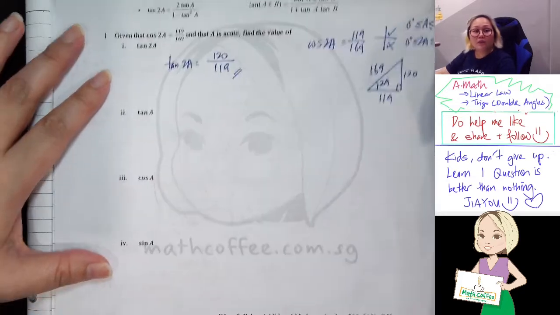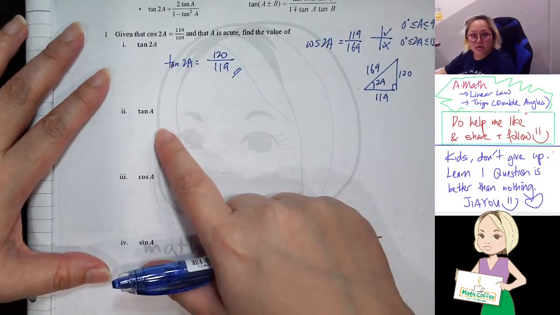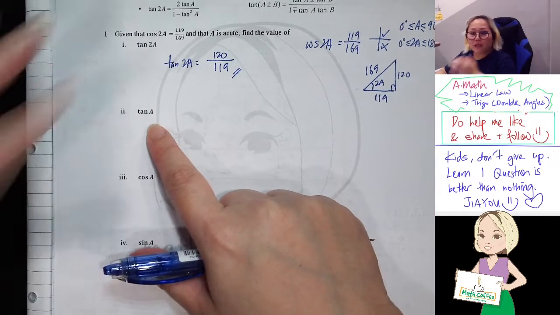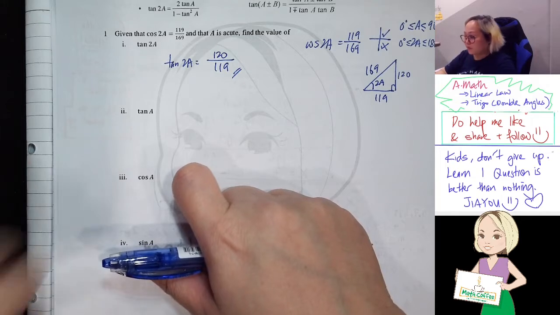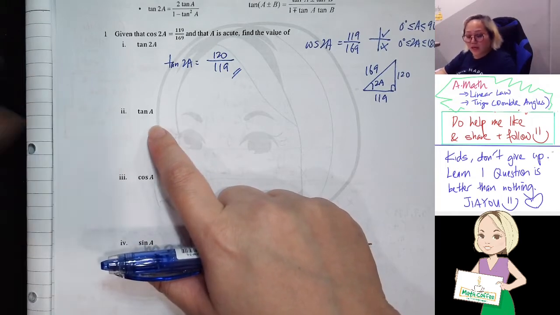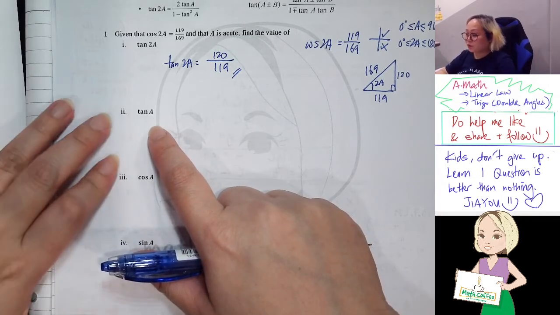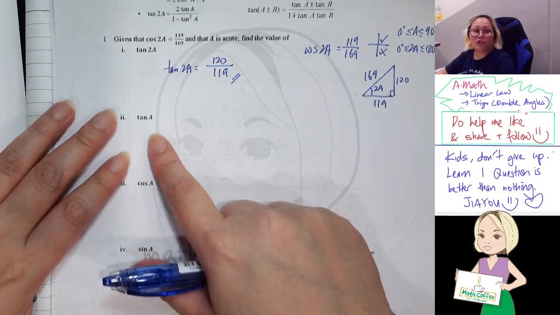Okay, now we see they ask for tangent A. So how to find tangent A? Is this in Singapore or other country? Singapore. Okay, to find tangent A, you will need to use the double angle formula of tangent.